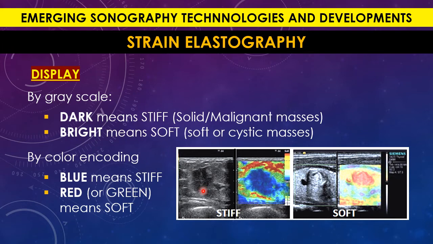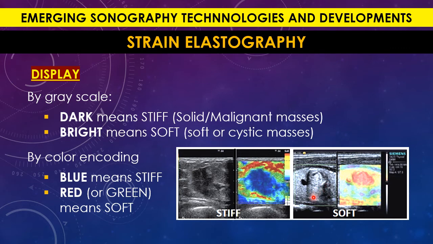If I'm using the color, the same area that is dark will show blue. So blue color means that this is stiff. The area that was a little bit soft will acquire some red or green. So these are red or green. They are representing the soft area. So again, stiff is dark or blue. Soft will be brighter or green and red.